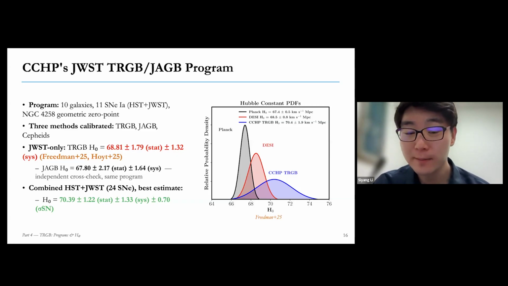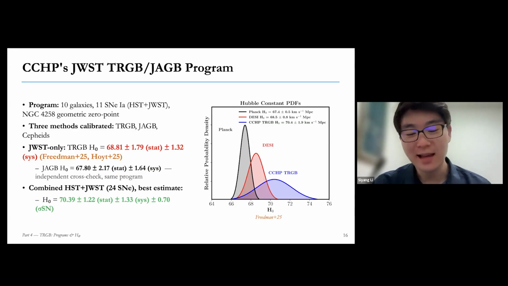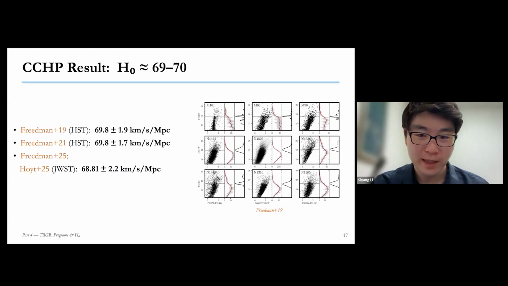They also made a JAGB measurement too, which I'll talk about later. Also, Cepheids with their JWST program. Combined, they get a Hubble constant of roughly 70. And that's just for a little context, the results for one of the major groups. Here's the compilation of their recent results.